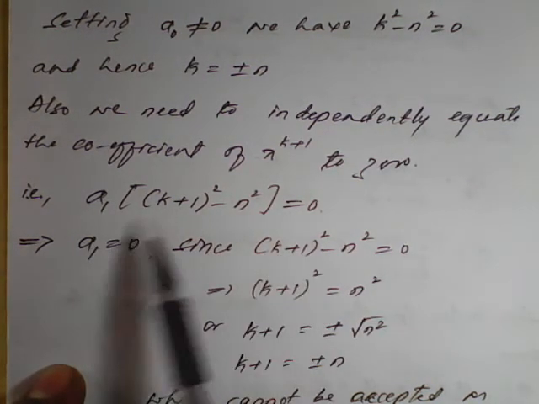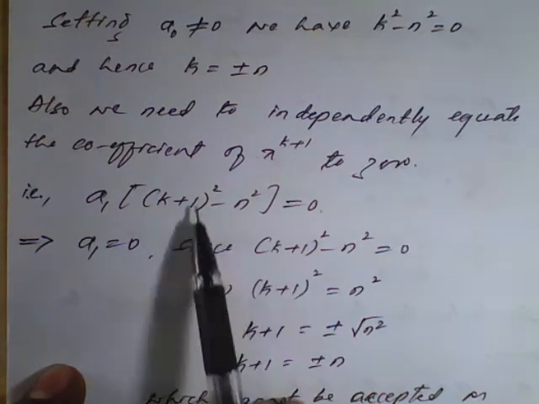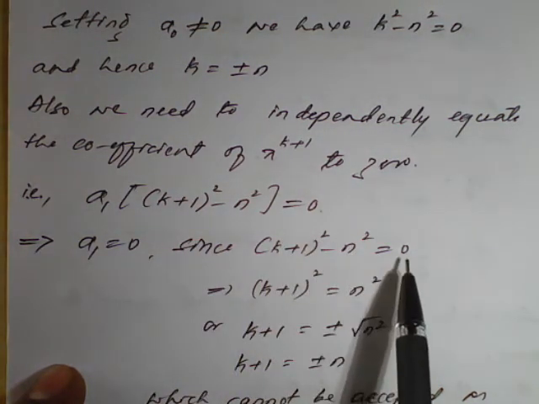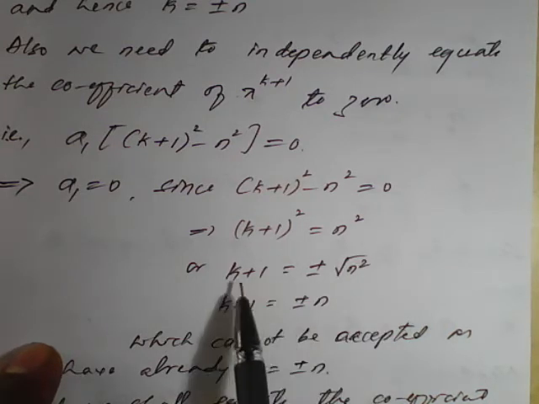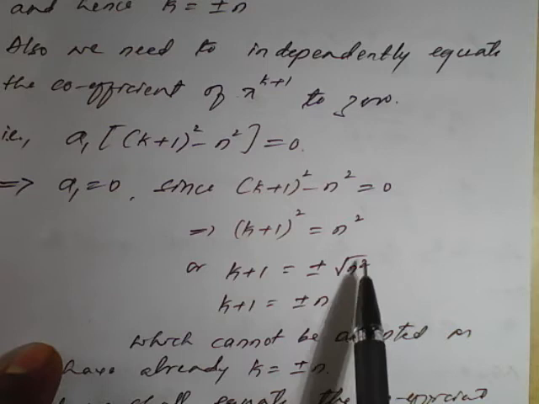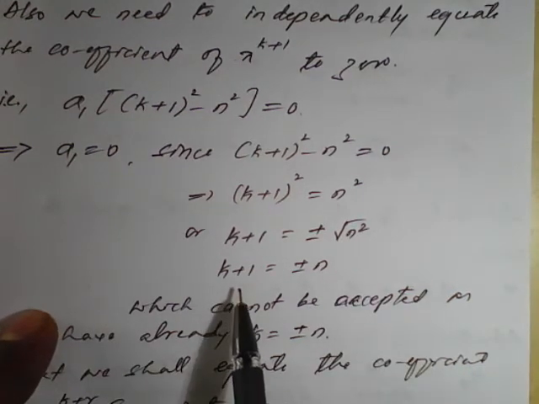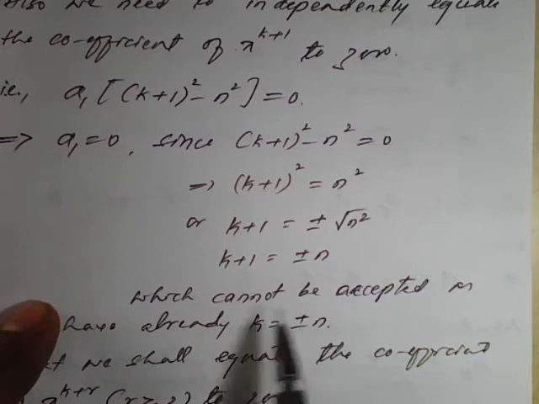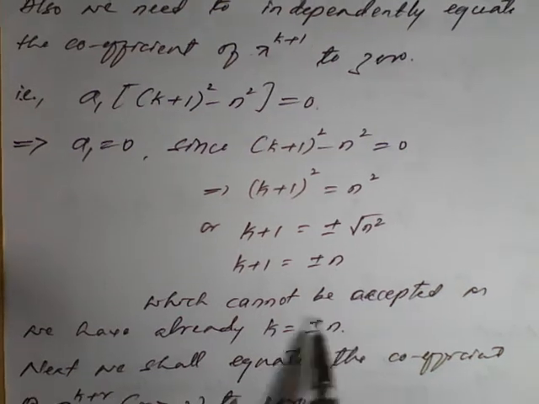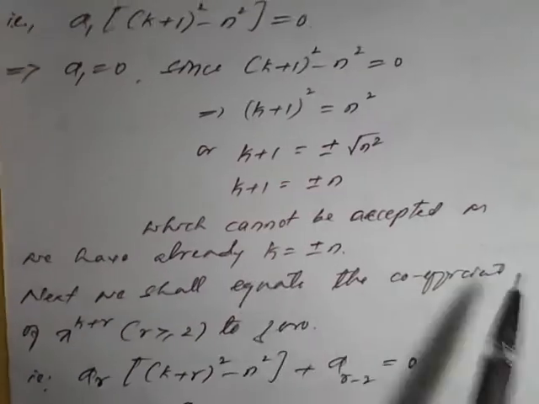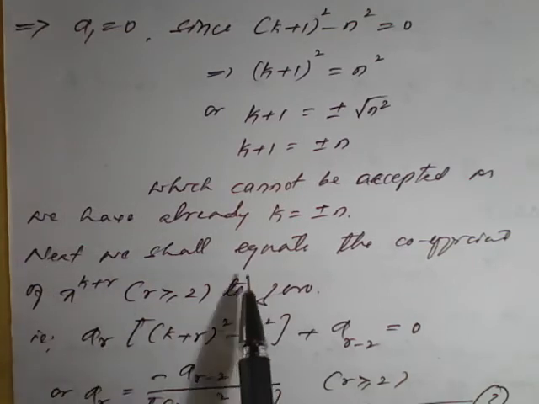Since a1 is equal to 0, what happens here? Inside this bracket, (k plus 1) whole square minus n square equal to 0, which is nothing but (k plus 1) whole square is equal to n square. On taking the square root on both sides, we get k plus 1 equal to plus or minus the square root of n square, which is nothing but k plus 1 is equal to plus or minus n. This cannot be accepted, as we already know that the k value is plus or minus n previously. So k plus 1 is plus or minus 1 will not be accepted; we will consider k equal to plus or minus n. With the help of the value of k, we'll go for the next step.